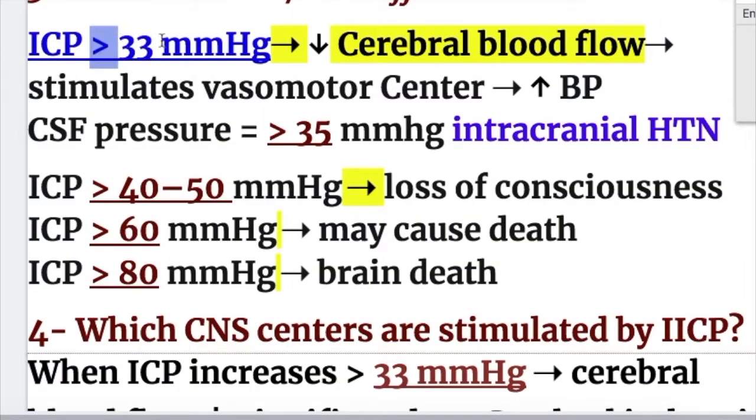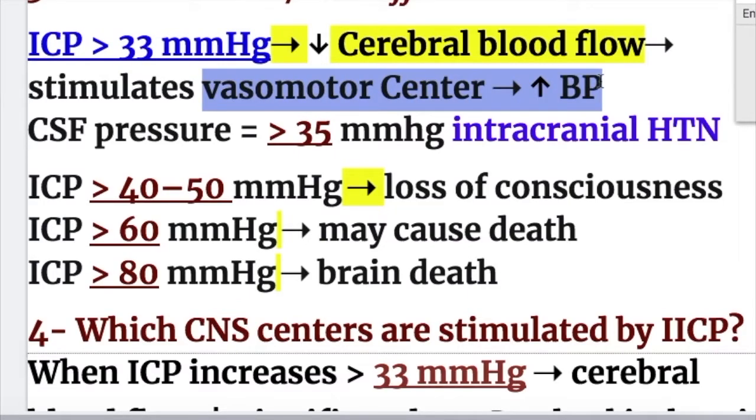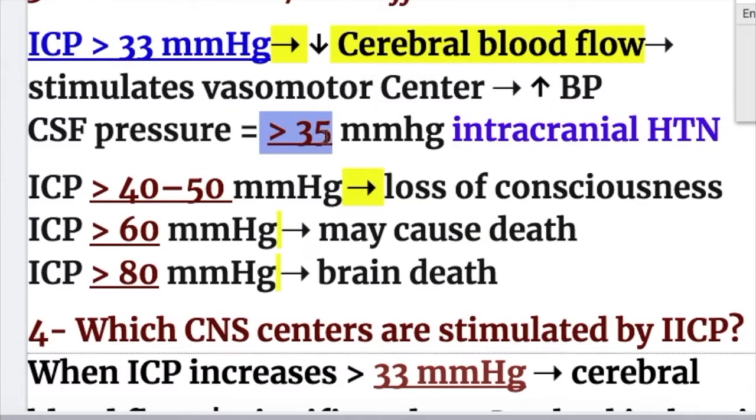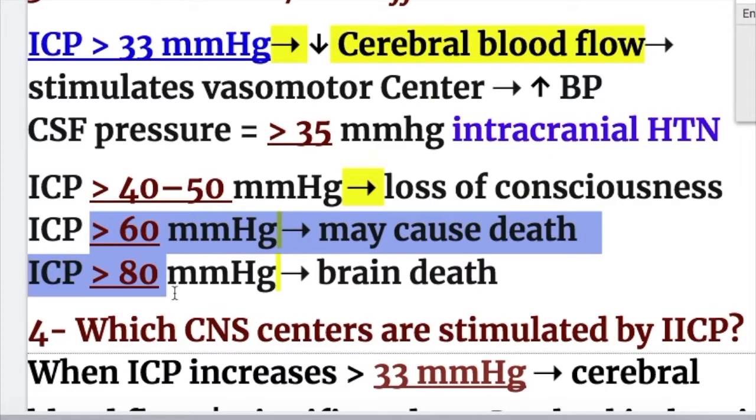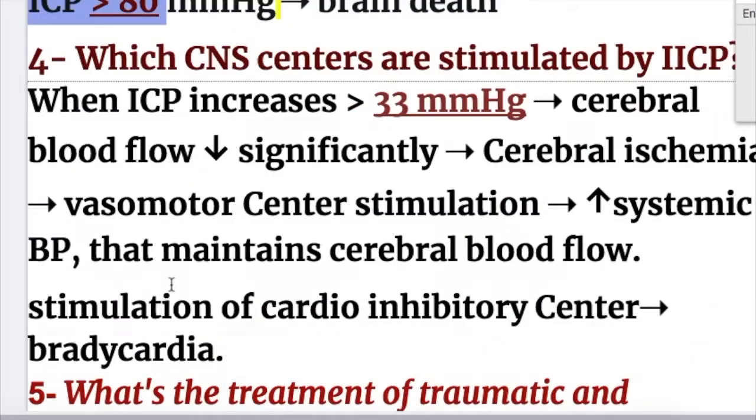Intracranial pressure more than 33 millimeters of mercury decreases cerebral blood flow and stimulates the vasomotor center, which increases the blood pressure. CSF pressure of more than 35 is intracranial hypertension. Intracranial pressure of more than 40 to 50 causes loss of consciousness, more than 60 causes death, and more than 80 causes brain death.